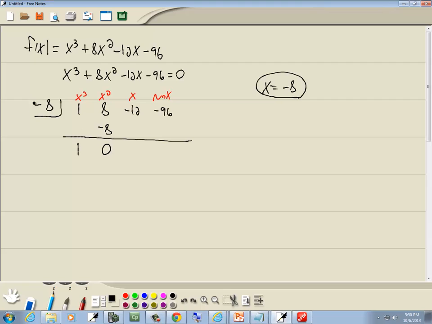Then multiply by the number in the box, by the number you put down there. Negative 8 times 0 is 0. Add. Negative 12 plus 0 is negative 12. Multiply. Negative 8 times negative 12 gives us positive 96. And then add. Negative 96 plus 96 gives us 0. Now a 0 remainder indicates we found an answer, which is no big surprise because the calculator told us it is one of our answers. So we have to get a 0 as remainder.